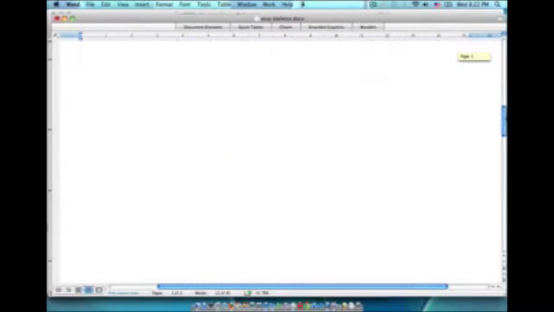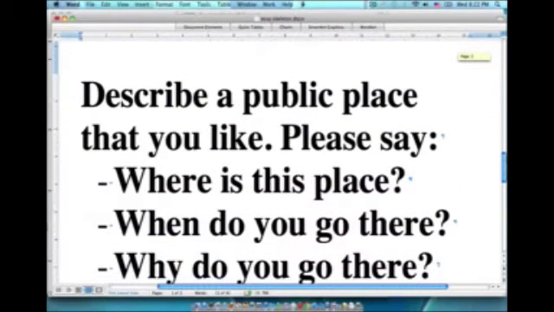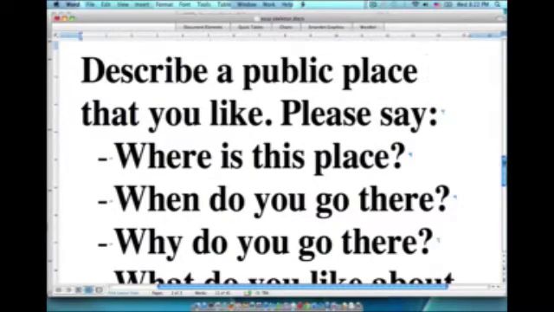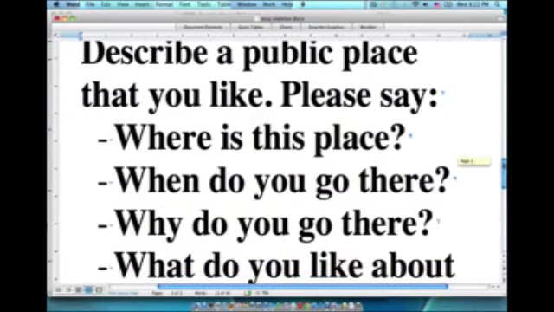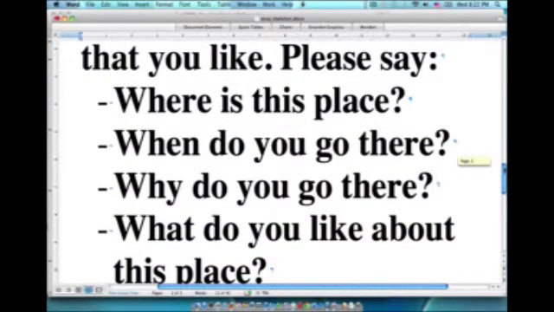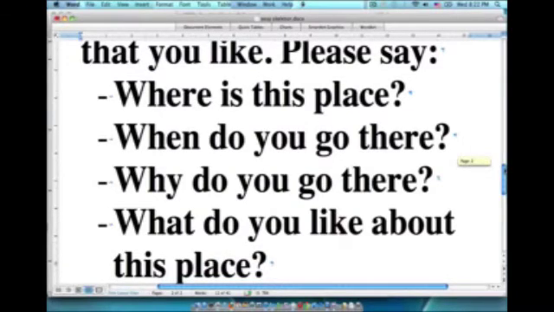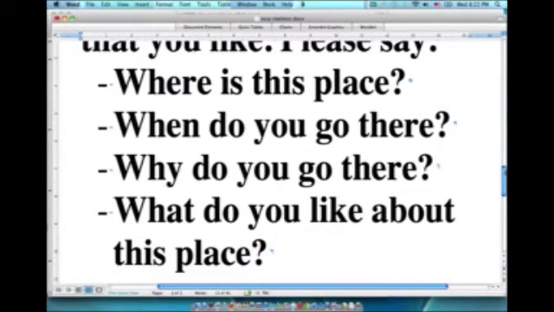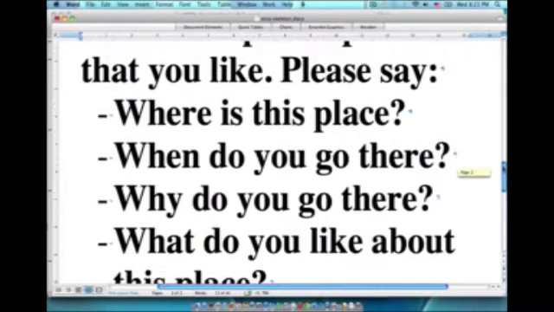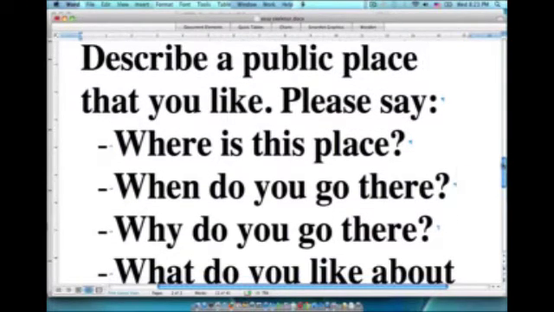And the cue card that I posted to my blog and that the students responded to is this. Describe a public place that you like. Please say, where is this place? When do you go there? Why do you go there? What do you like about this place? Okay, and the students responded to this and sent me their MP3 files.